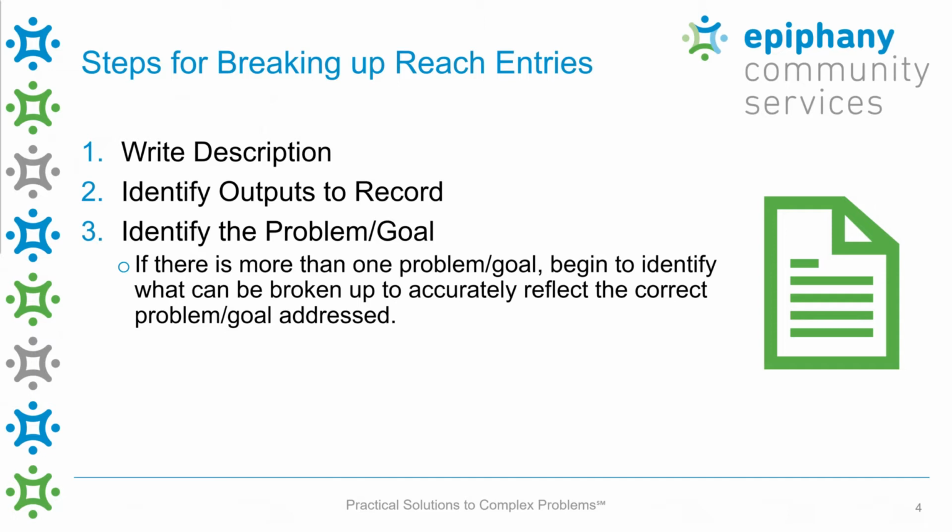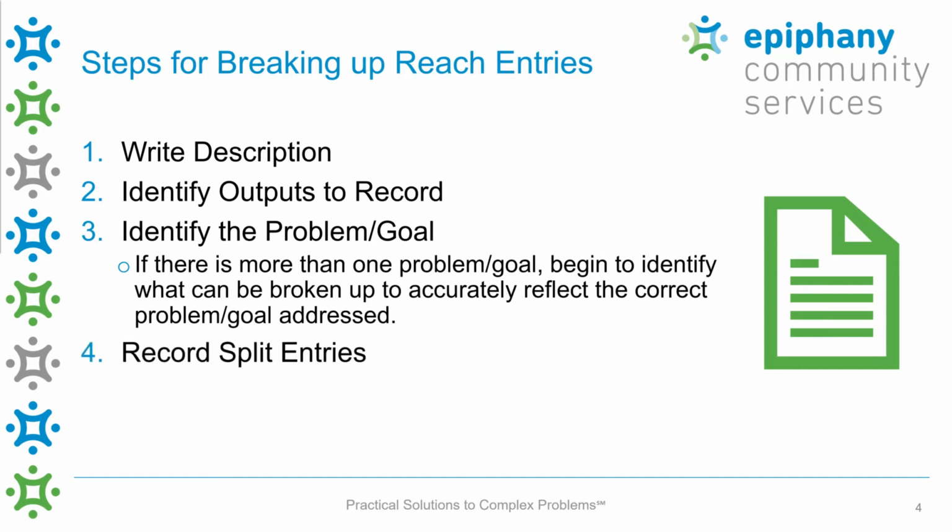We know that we do some of that general work in our communities, and it's great to be able to still track it. However, we also recognize that we are doing targeted work sometimes. It just happens that we're targeting two problems at once. So we want to be able to identify those and break up our entries to reflect that accurately. So that's the next step, really identifying the problem goal and identifying if there is more than one. Because if so, that'll help us recognize, hey, we're going to have to split this up into two different entries. So that's our third step.